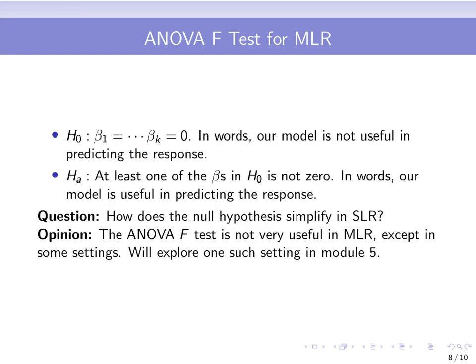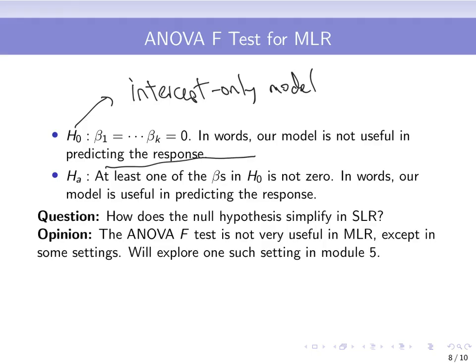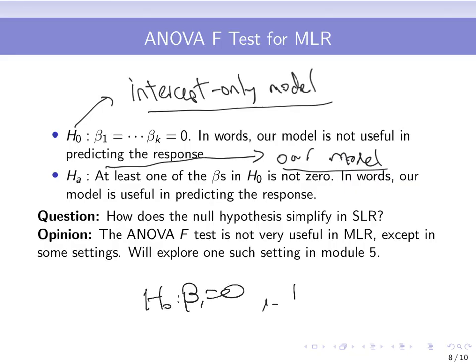Another way of thinking about these two statements: the null is saying that you're considering the intercept only model, and the alternative is saying we are looking at our model. So the null and alternative are basically comparing our model versus an intercept only model. So how does the null hypothesis simplify in simple linear regression? In simple linear regression, you only have one predictor, so that's how the ANOVA F test was simplified.